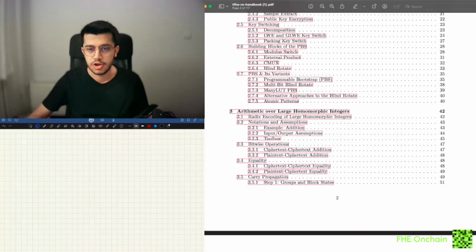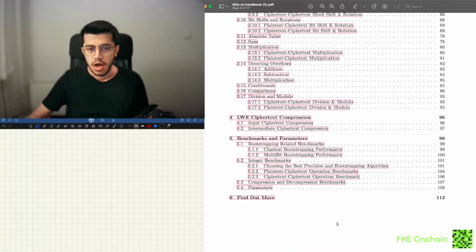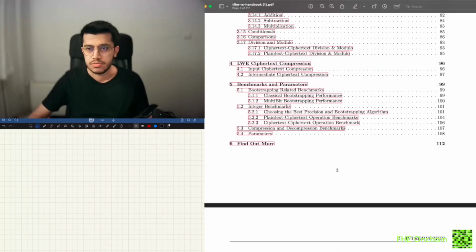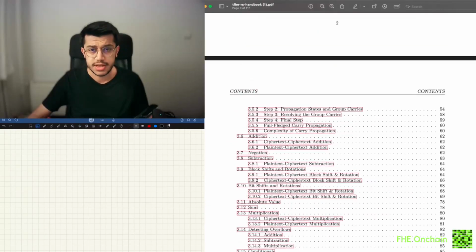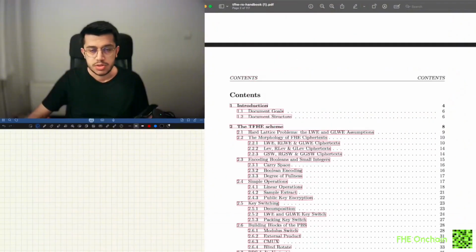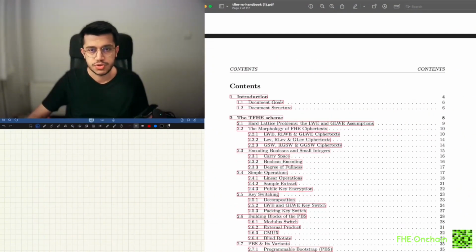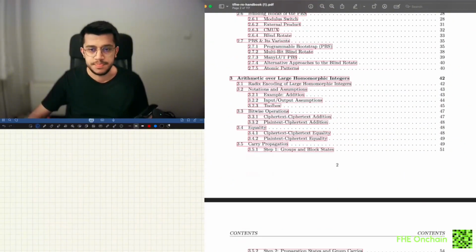So this is the general overview. It's 120 pages or around that. So in this one, we will see the introduction chapter and the first two subsections or subchapters of the second, one of the main chapters on the TFHE scheme. So, okay, let's see.